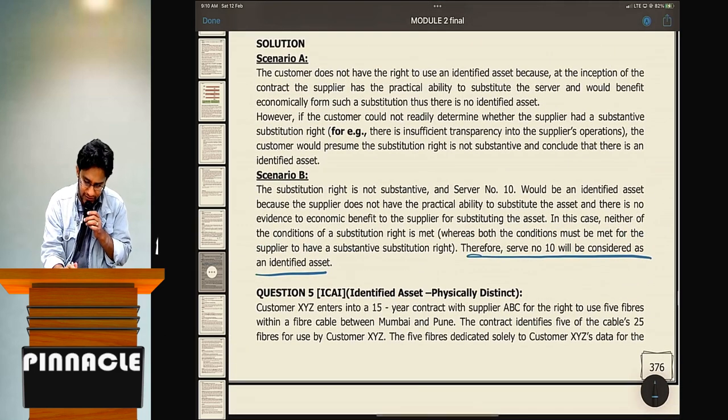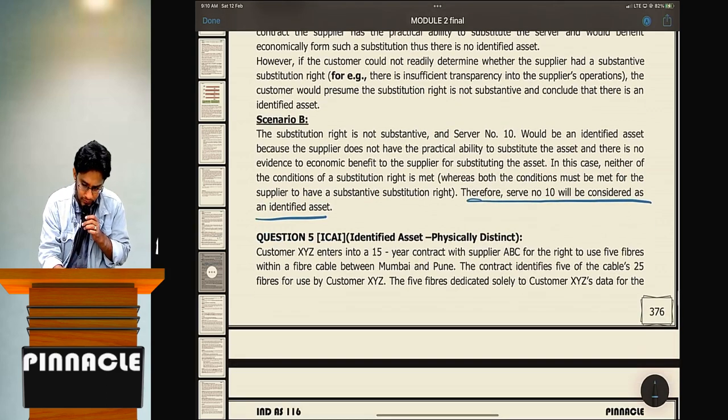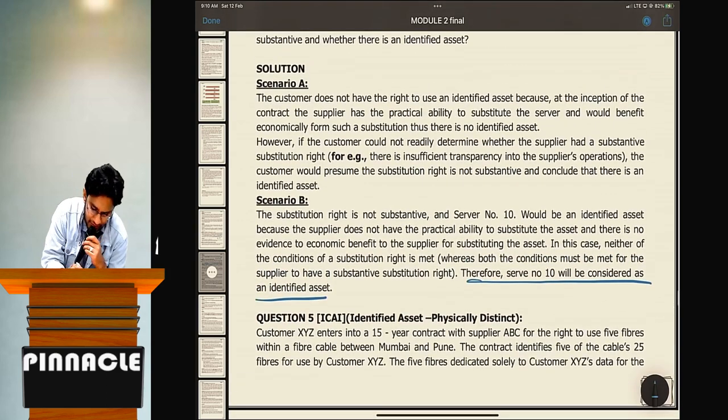In Scenario B, identified asset. In the above case, please correct it, sir, and conclude that there is no identified asset.